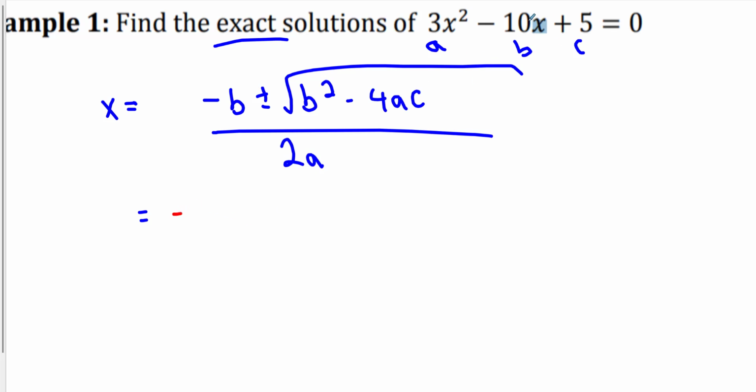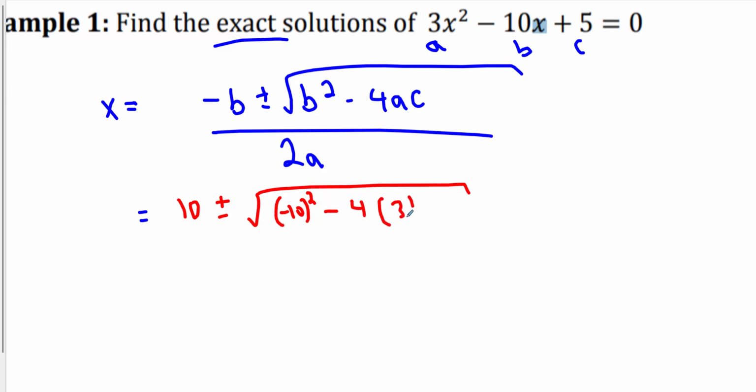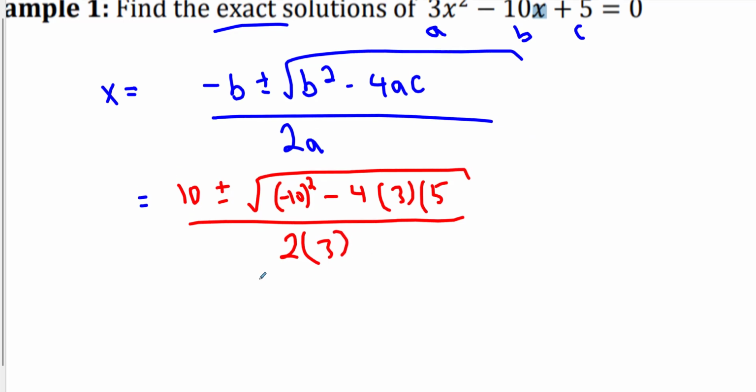So negative b, so negative 10, that's going to be just positive 10. I'm just going to write 10. I'm not going to write negative 10. It could, but it makes more sense to just write 10. All right, b squared. That's going to be 10 squared minus 4 times 3 times 5, all over 2 times 3.